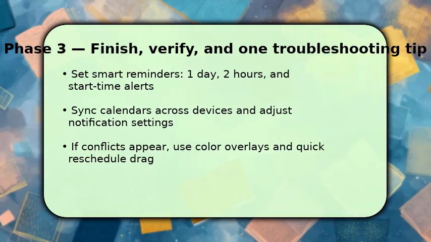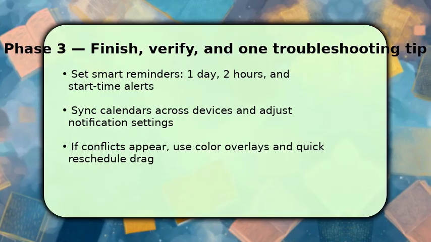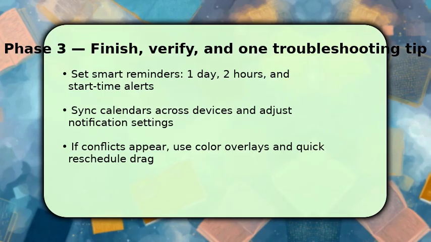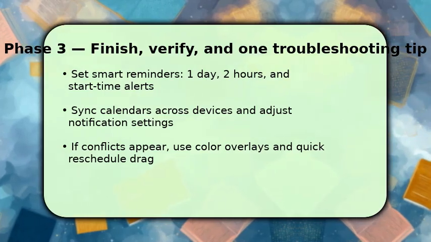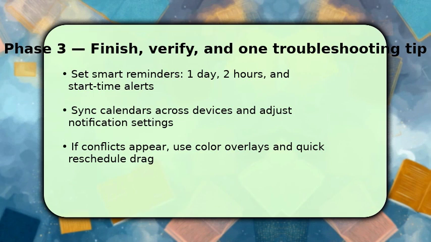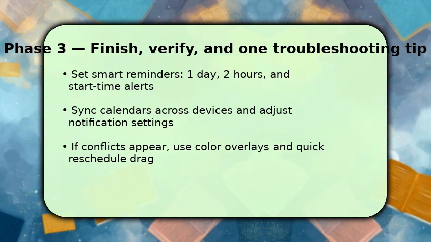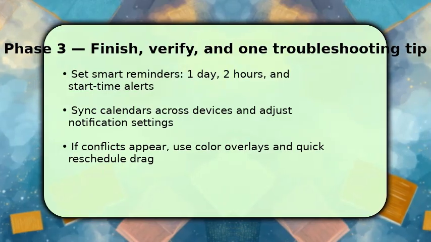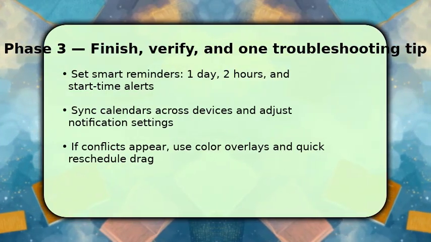If double bookings or conflicts appear, use calendar overlays to spot clashes and drag events to reschedule quickly. This keeps your week coherent. Troubleshooting tip: if notifications stop, check app permissions and sync settings first. Most issues resolve after reauthorizing or toggling calendar sync.